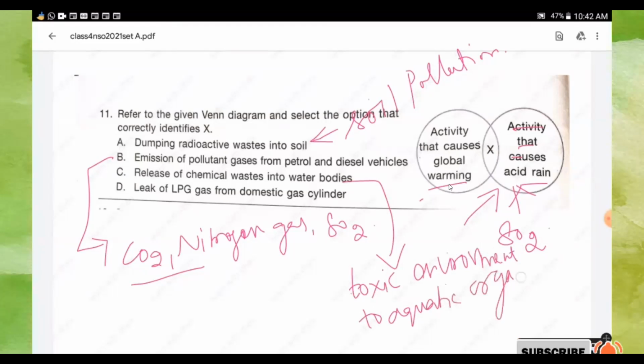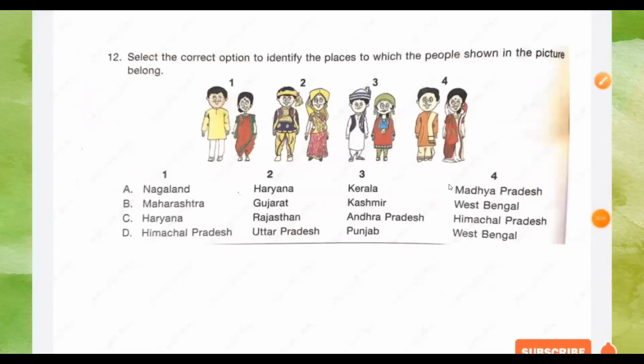Then what about the leak of LPG gas from a domestic gas cylinder? What will happen when a gas leak gets released? We'll get suffocation because we are breathing that gas, no? Otherwise, we'll have some difficulty in walking or speaking, right? So these are the causes. Finally, option B is the right answer.